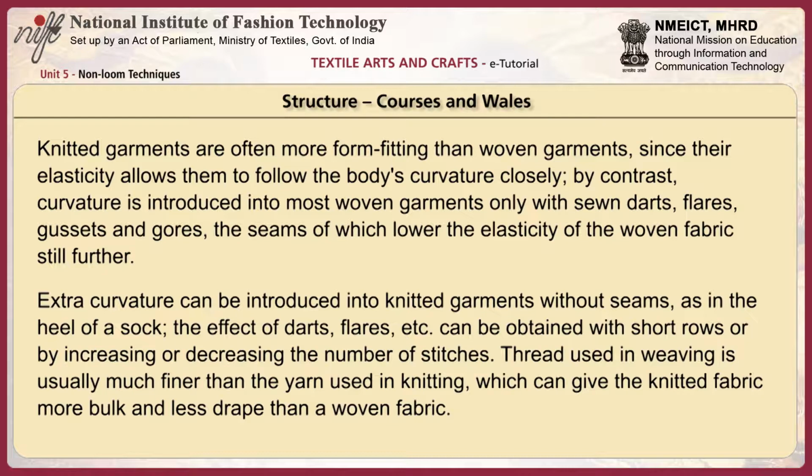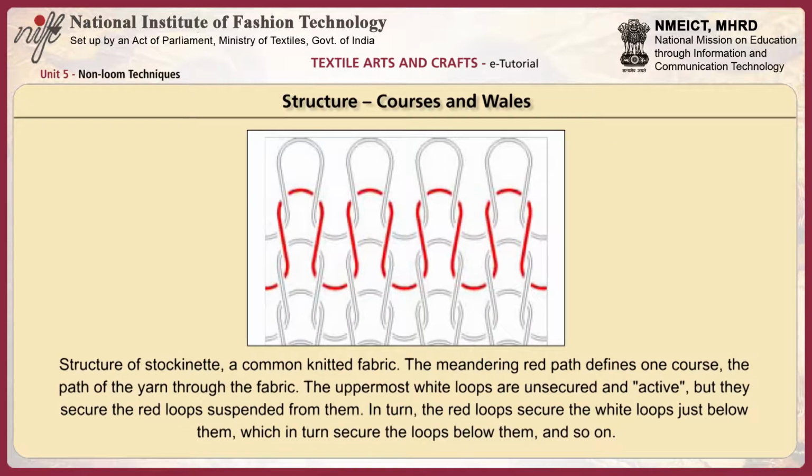Thread used in weaving is usually much finer than the yarn used in knitting, which can give the knitted fabric more bulk and less drape than a woven fabric. Structure of stockinette, a common knitted fabric. The meandering red path defines one course, the path of the yarn through the fabric.